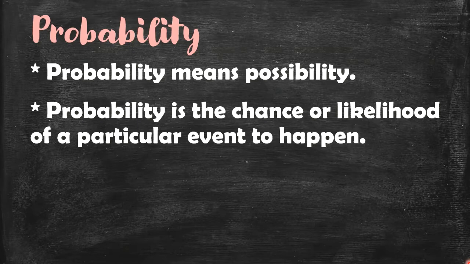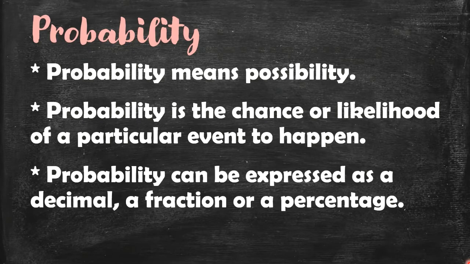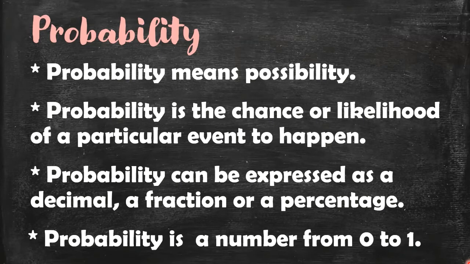So, how do you write a probability? Okay? Probability can be expressed as a decimal, a fraction, or a percentage. It makes sense, right? Because we can convert one form to another form, right? We can convert a decimal to a percentage form, or vice versa. We can convert a fraction to decimal or vice versa. And please take note that probability is a value from 0 to 1. Okay? Pero in terms of percentage, from 0% to 100%.